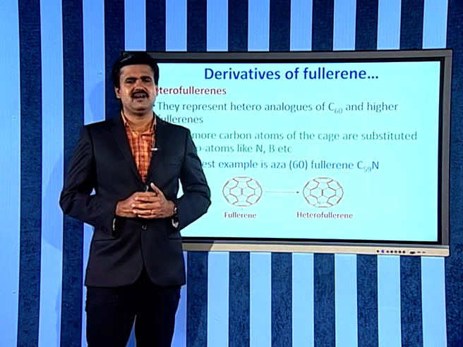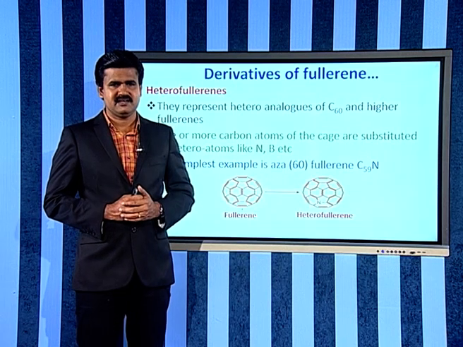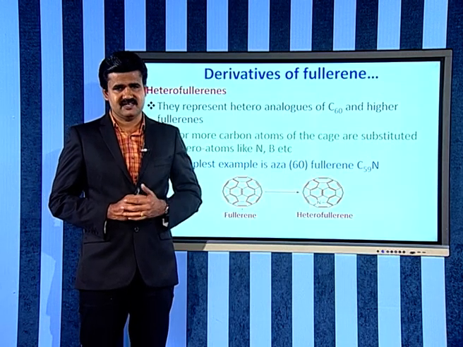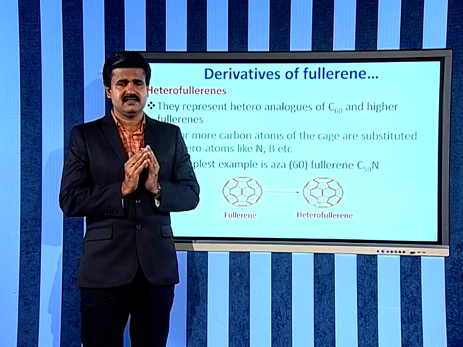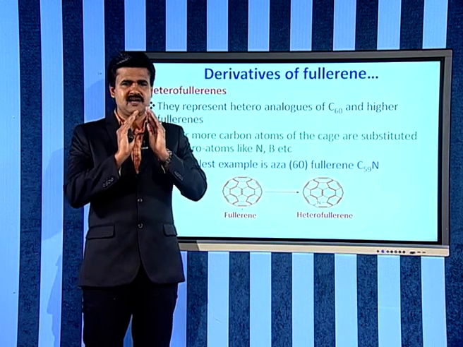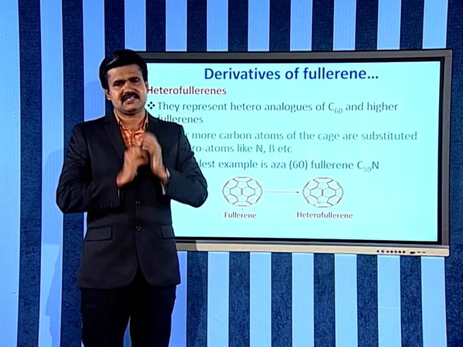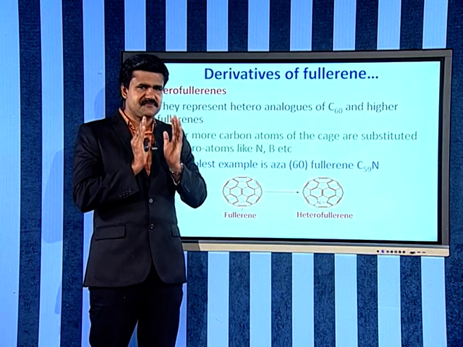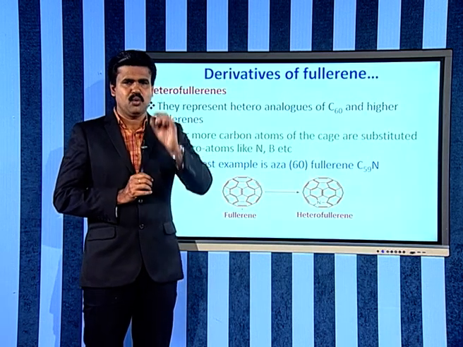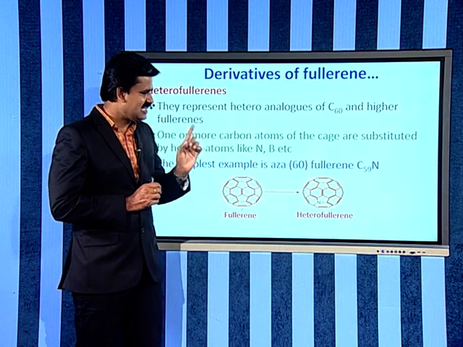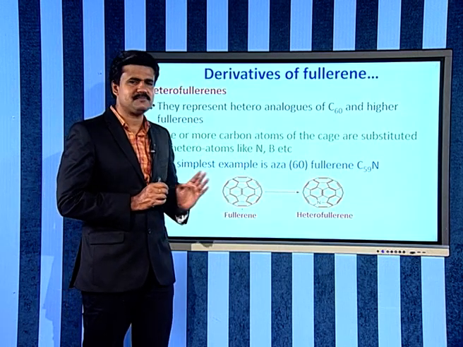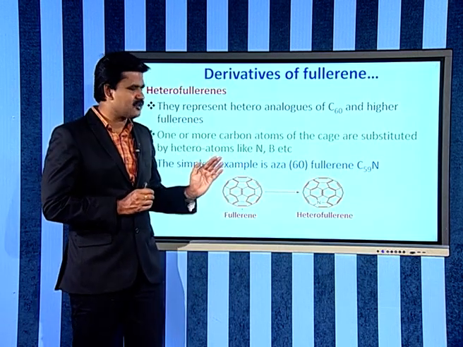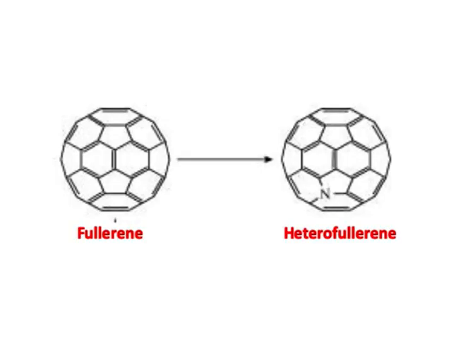The simplest example is azafullerene. Aza stands for nitrogen. In C60, there are 60 carbon atoms as part of the shell structure. But in azafullerene, denoted as C59N, one carbon atom is replaced by the heteroatom nitrogen. Since heteroatom nitrogen is incorporated as a part of the fullerene structure, we use the name heterofullerene.